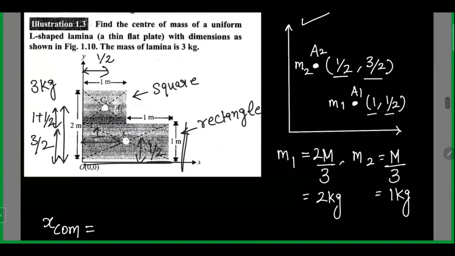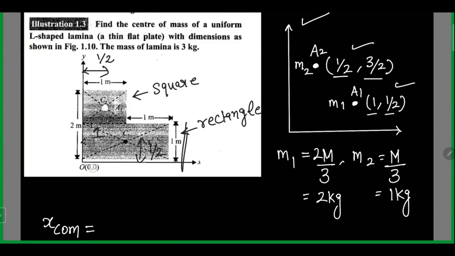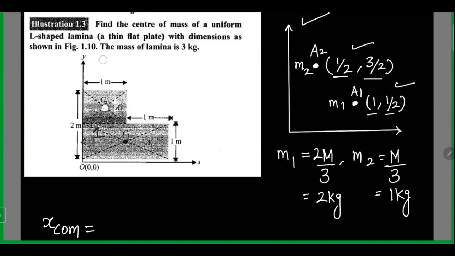So now you can treat this body as two bodies, as two masses. One is mass m2 and one is mass m1, and you know the coordinates of both. But you don't know the masses of both, but masses also we can find. So the total mass is 3 kg.